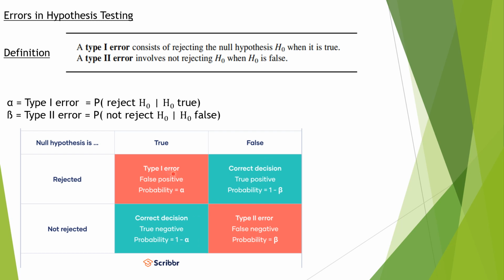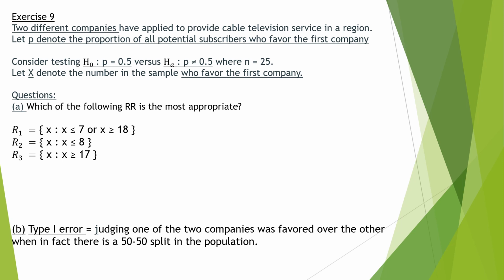Now we are interested in the false decisions. Let's have a look at an exercise, exercise 9 from your textbook. We have two different companies, and they have applied to provide cable television service in a region. P denotes the proportion of all the potential subscribers who favor the first company. Let's say we have a null hypothesis that P is equal to 0.5.